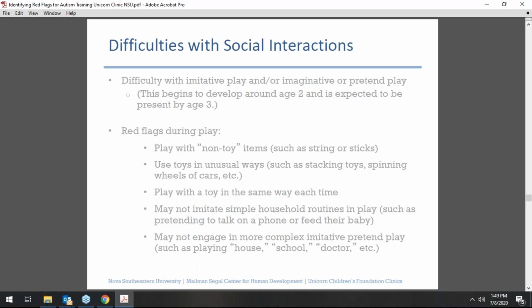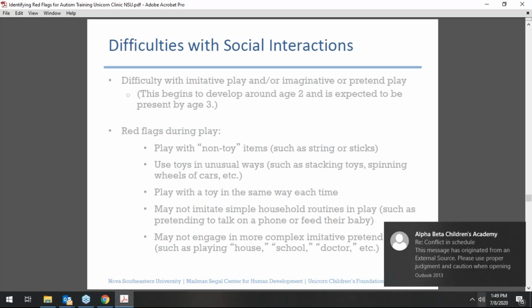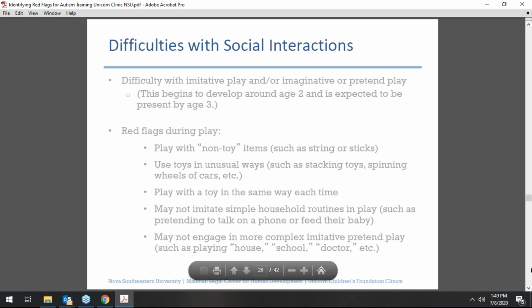So if they play with non-toy items, what do I mean? I mean that if we're outside at the playground, are they playing on the slide? Are they playing on the swing? What are they doing? What you might see is that they're playing with rocks. They're collecting rocks from the ground. They might be playing with strings. These are non-toy items, right?